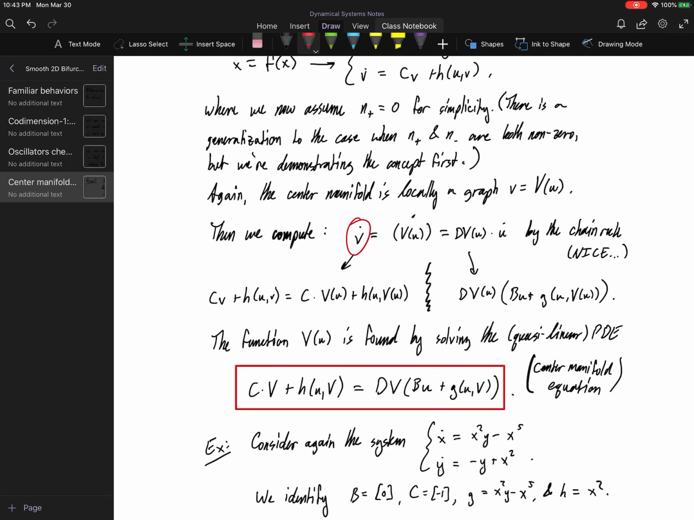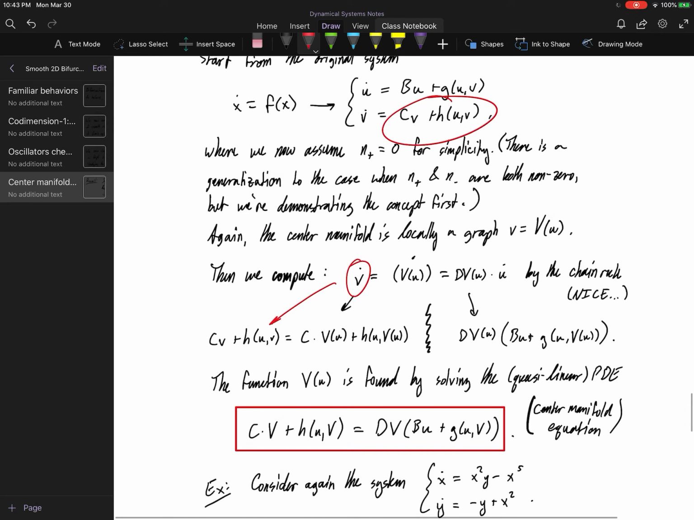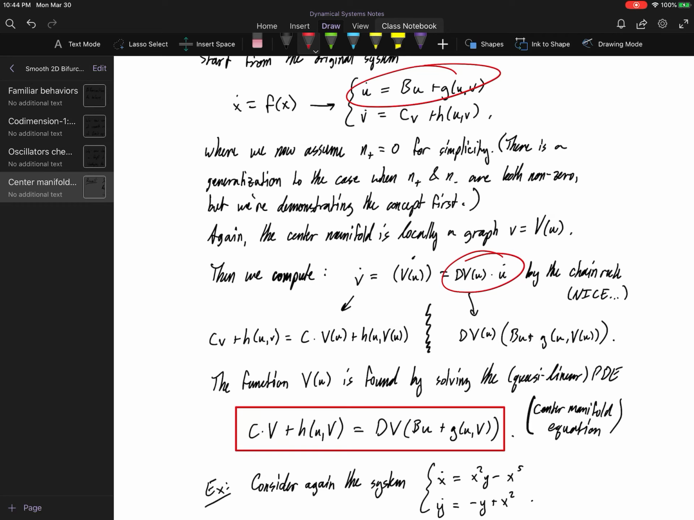The point is that I will get a graph that I can either differentiate directly and come up with the left-hand side, or come up with the CV plus H portion of my equation, or of my system. Or I could back this up through the chain rule and say, okay, V dot can actually be expressed in terms of the Jacobian of capital V, and I have to multiply in U dot, and U dot comes from the top equation in this system.